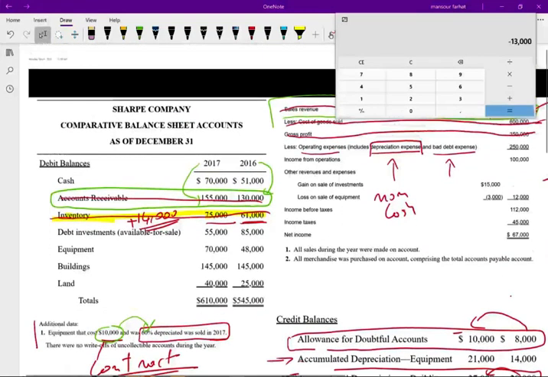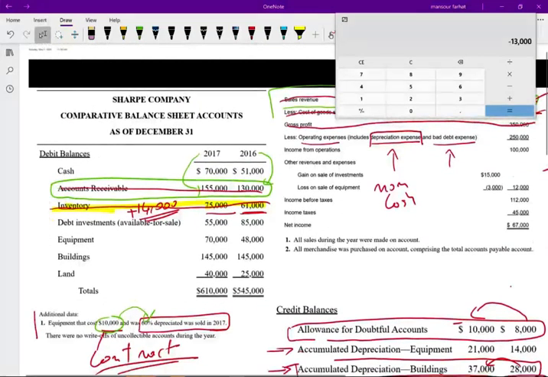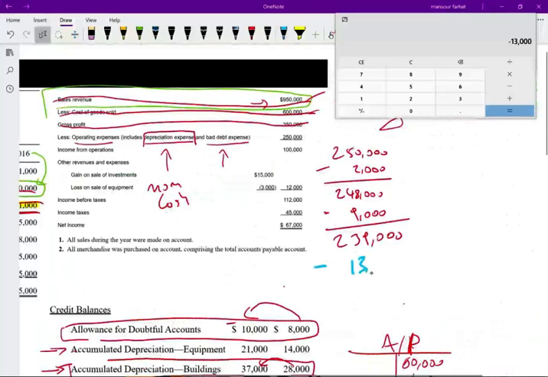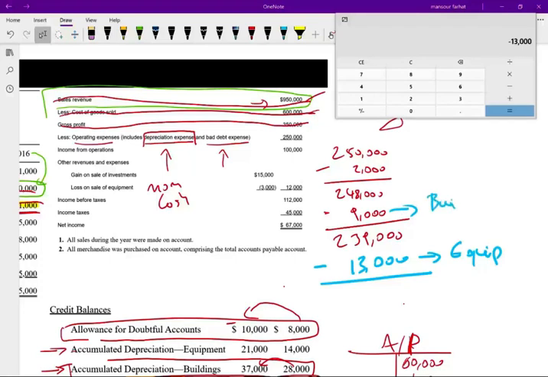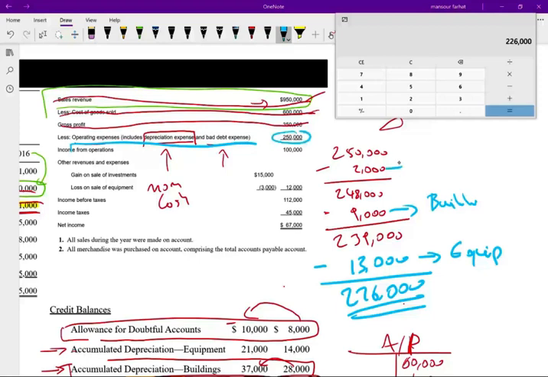It means here I have to deduct 13,000 for the equipment, the equipment account depreciation. And the building was easy. There were no changes in the building. Now I'm going to take 239 minus 13,000, and that's going to give me 226,000. And I believe that's all I need to do to convert my operating expenses into cash. I started at 250 and I backed out first the bad debt. That was easy.